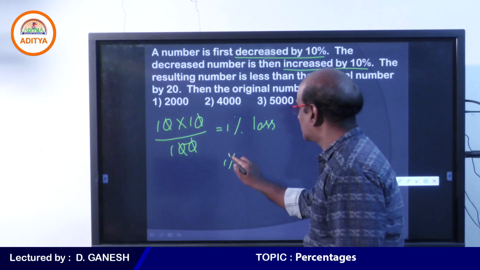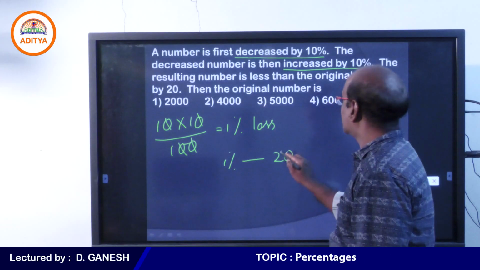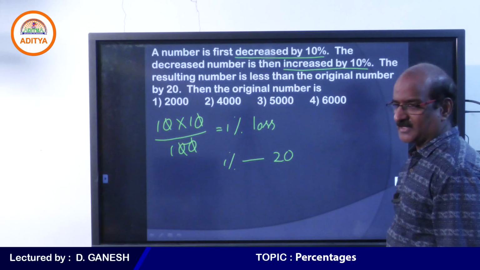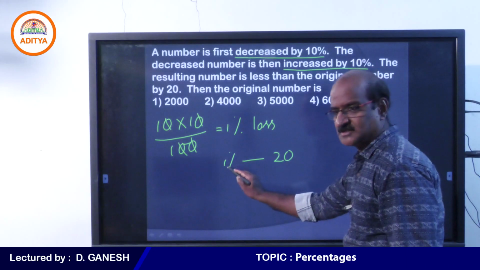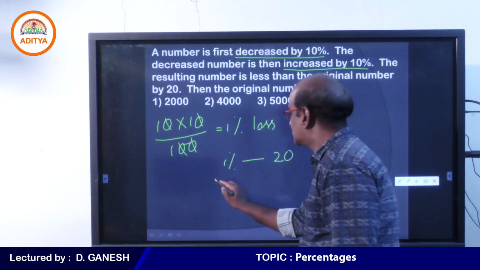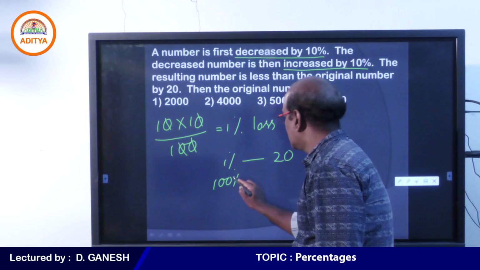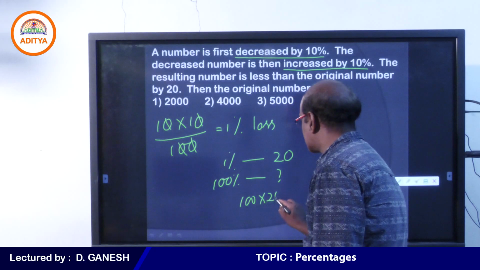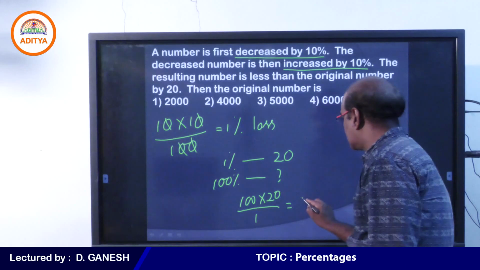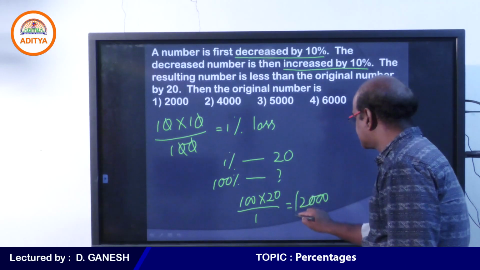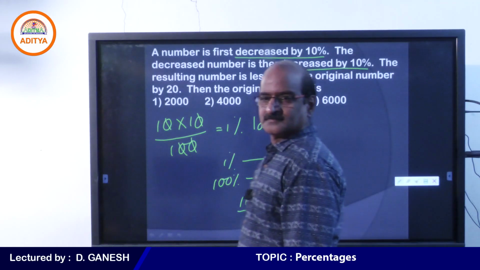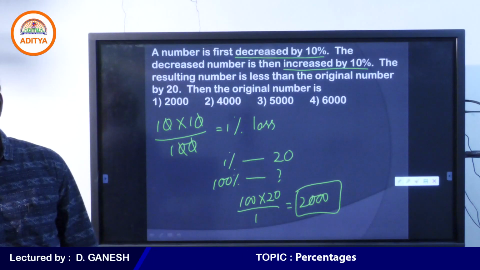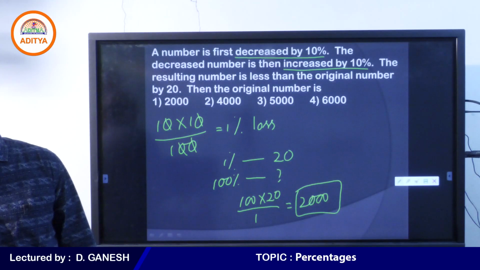And this particular 1% is given as 20. The resulting number is less than the original number by 20. Actually, we lost 1%, which is 20. So, when 1% is 20, what is the original number? What is 100%? And hence, we declare the number 2000. I hope you understand this. So, when 1% is 20, we can calculate the number.